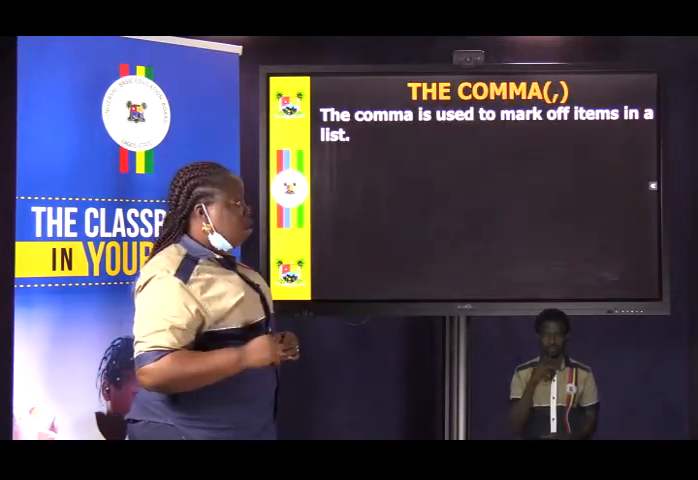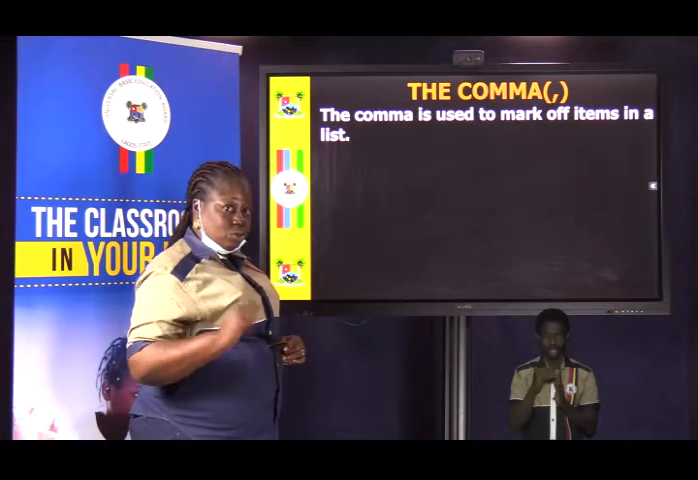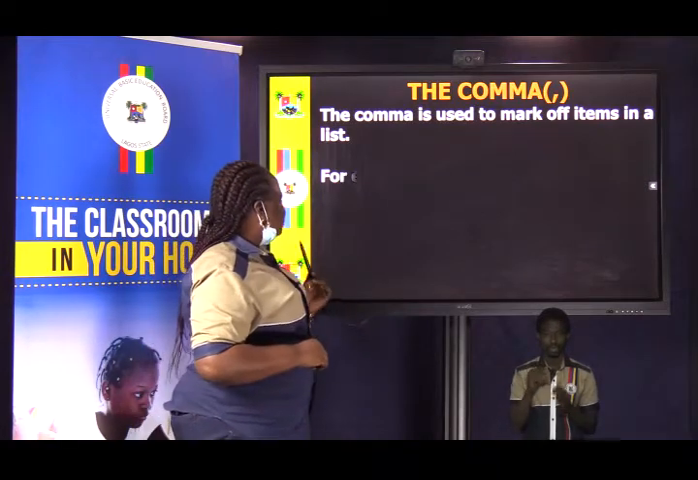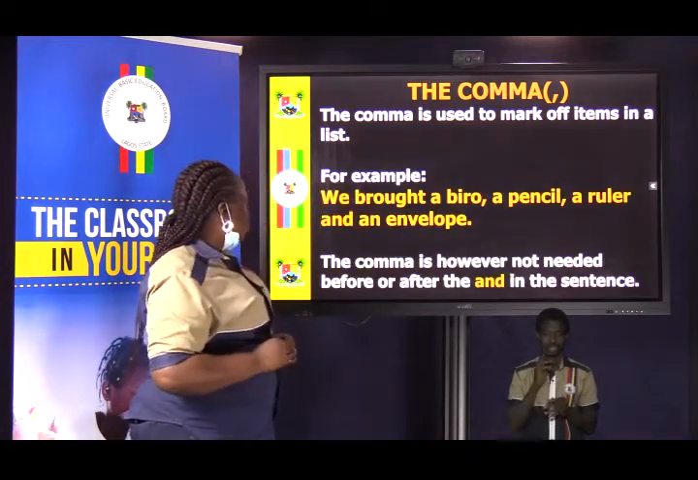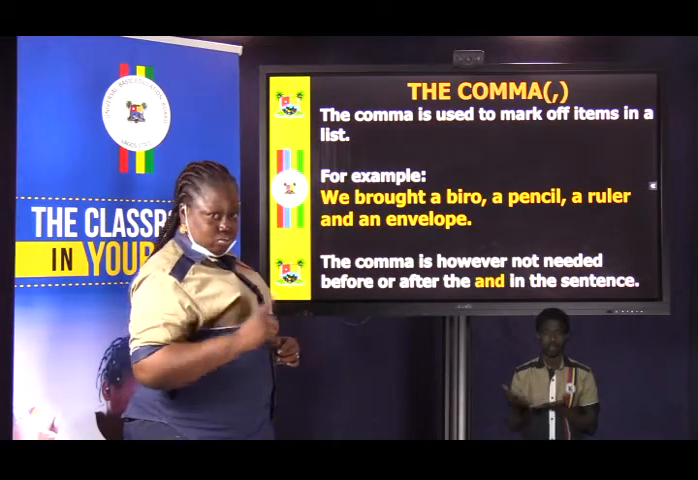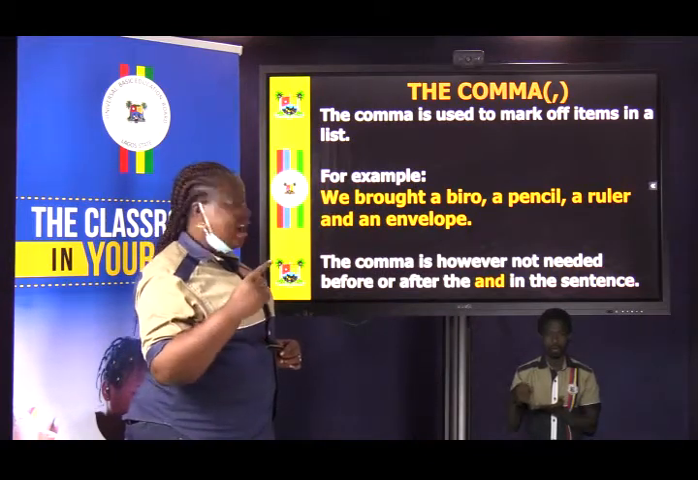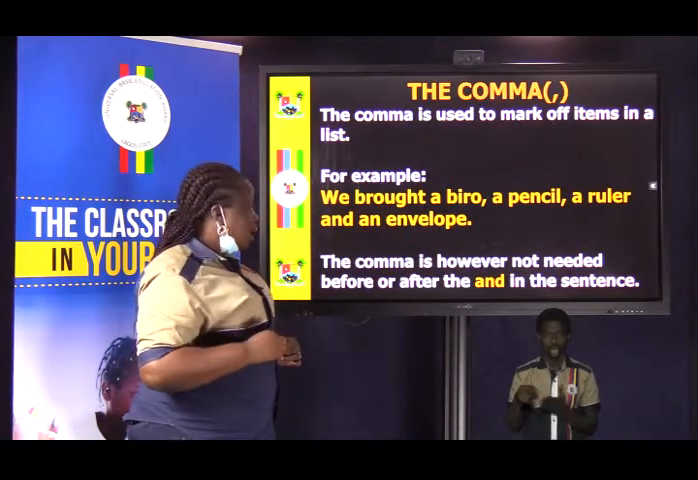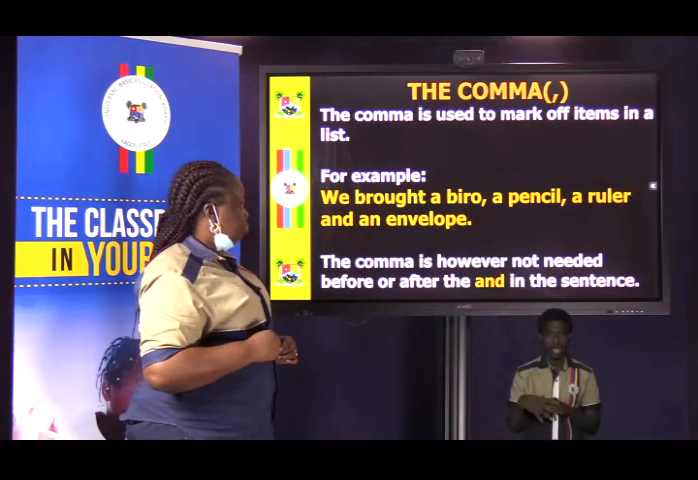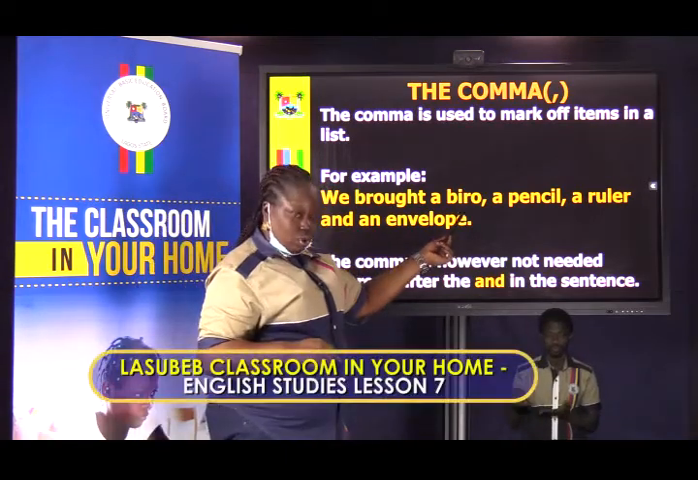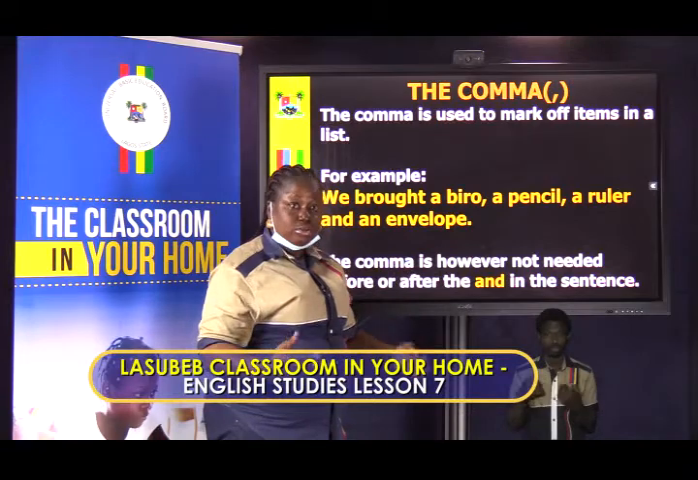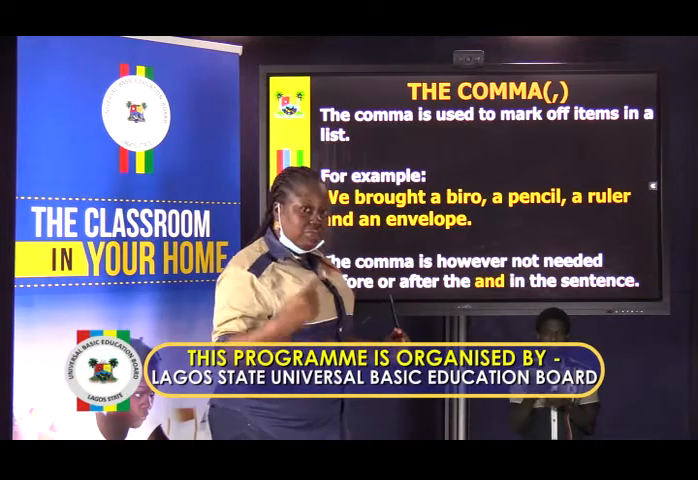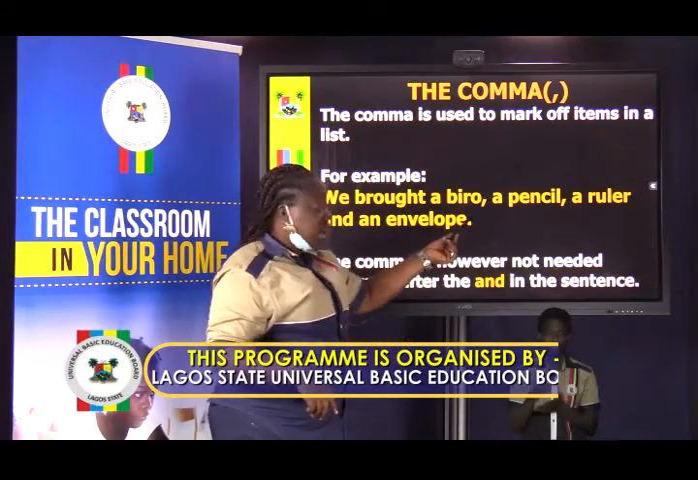The comma is used to mark off items in a list. This is another use of the comma. When you want to mark off items in a list, you use the comma. Here are examples. We brought a biro, that is one item, a pencil, a ruler, and an envelope. You don't have to say the comma out, but the pitch of your voice in making the sentence will definitely indicate that you're having a comma.